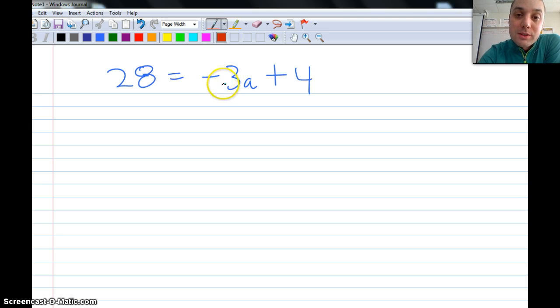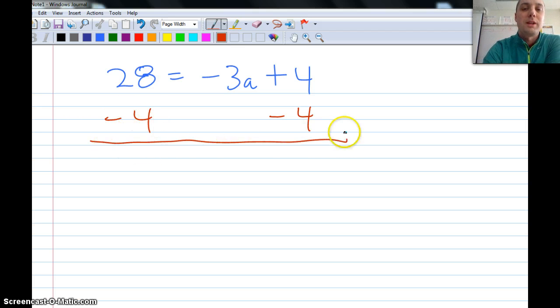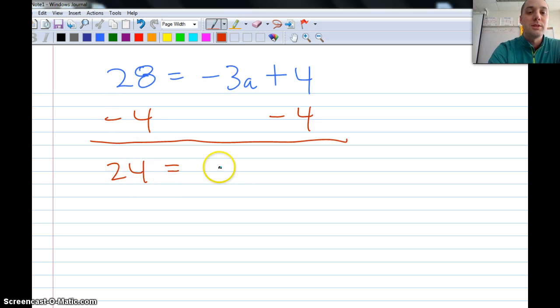We know that negative is going to deal with the multiplication, so all I'm concerned about is the plus 4. To get rid of a plus 4, I have a minus 4. I did it to the right side first. Now I have to do it to the left side to maintain equality. Minus 4 there. Draw the line. Always work left to right. 28 minus 4 is 24 equals negative 3a, and plus 4 minus 4 is gone.